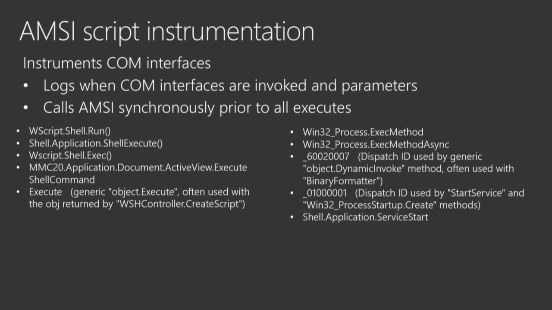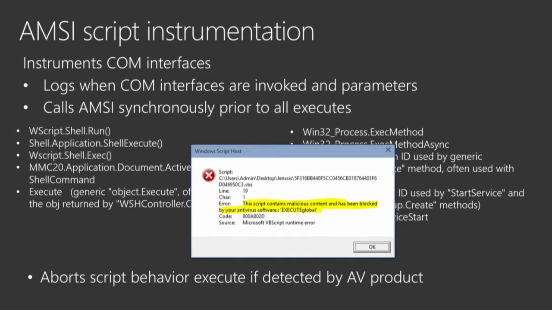So if the AV product comes back and decides it wants to block, the script engine will not carry out the run or execute statement, and it will abort the execution of the script. Depending on which Windows script execution engine it was, you'll see a dialog like the following, saying the script contains malicious content and was blocked by your security software. At the same time, whatever AV product you have installed would probably throw a pop-up saying, hey, we detected Trojan XYZ on your computer, so you'd understand what the threat was.